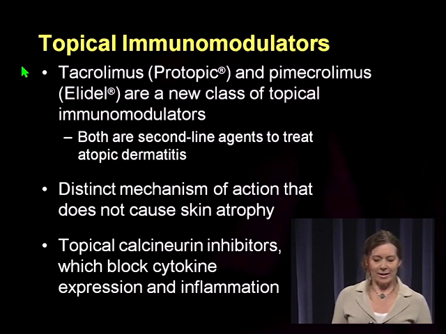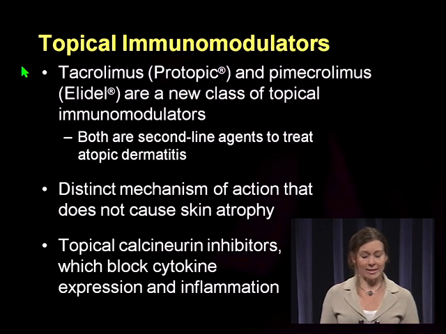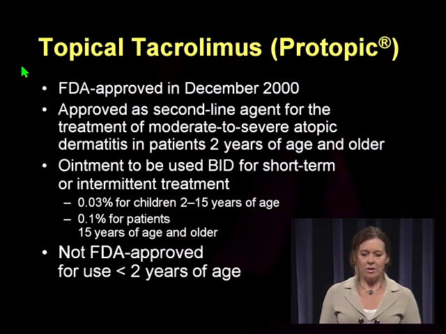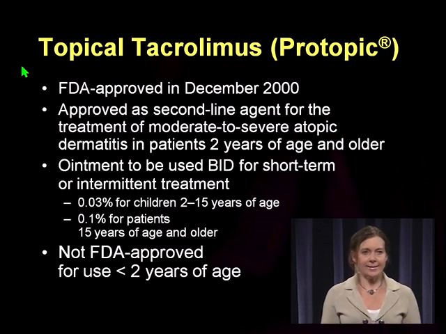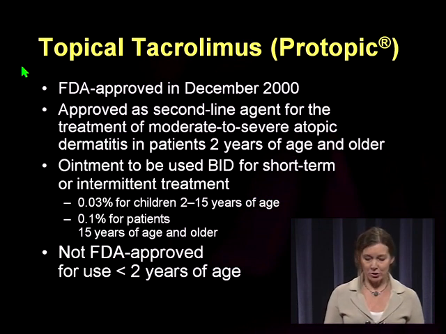These are topical calcineurin inhibitors. They block cytokine expression and subsequently inflammation. So Protopic, or topical tacrolimus, was the first immunomodulator that was approved for the treatment of atopic dermatitis. And it is FDA approved, but it is only approved as a second-line agent for moderate to severe atopic dermatitis.